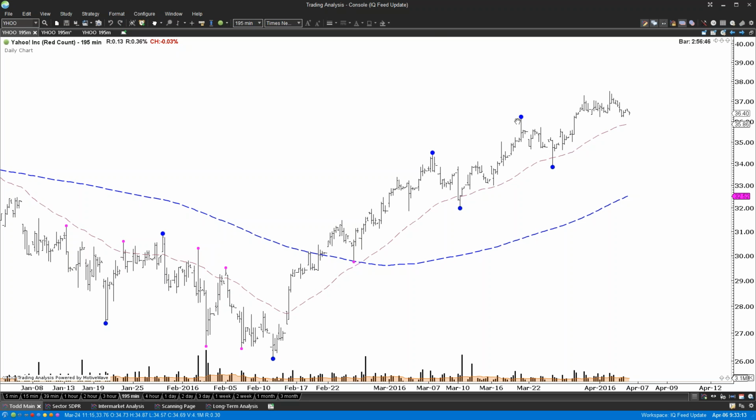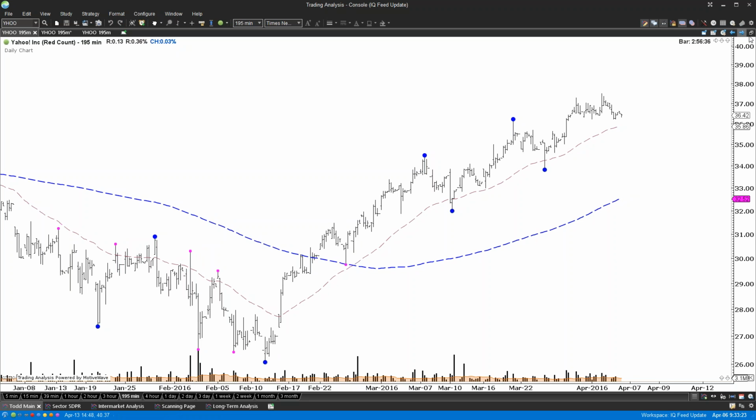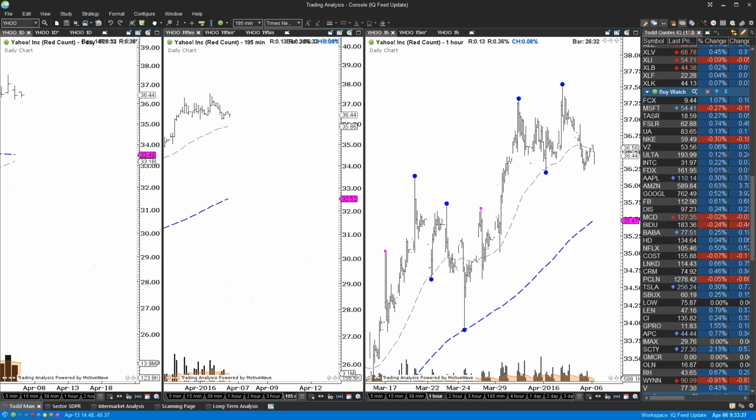I don't like that these two main corrections, which are highlighted with the blue major swing dots, are overlapping. This correction moves into the territory of this correction, so I don't love the chart. Definitely a strong trend, but I can't define where we are, so it's hard to control risk.